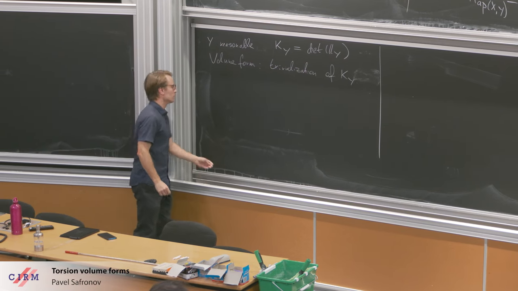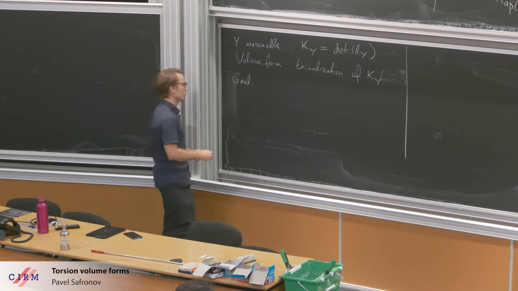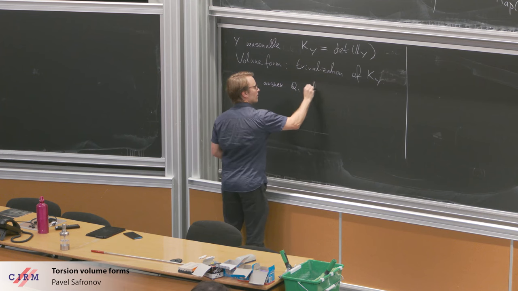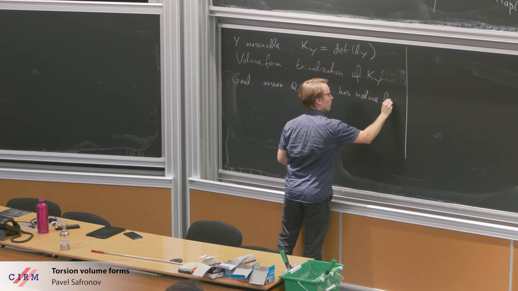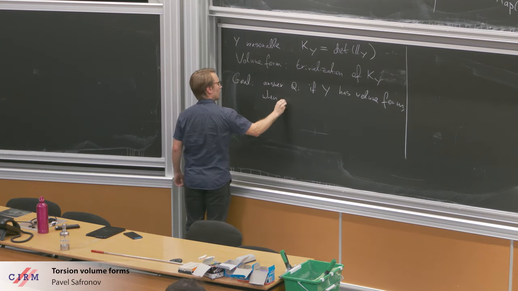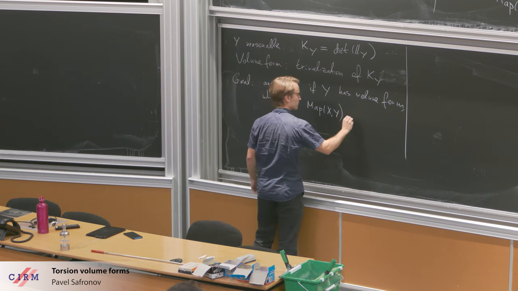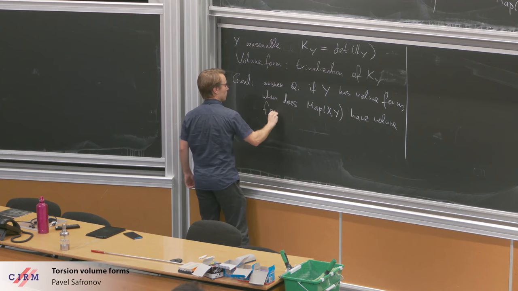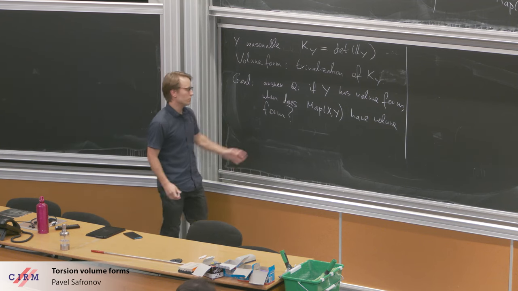Okay, and so the goal of the talk is to answer the following question. If Y has a volume form, when does the mapping space have a volume form? So basically, how can you do transgression from Y to the mapping space of volume forms?